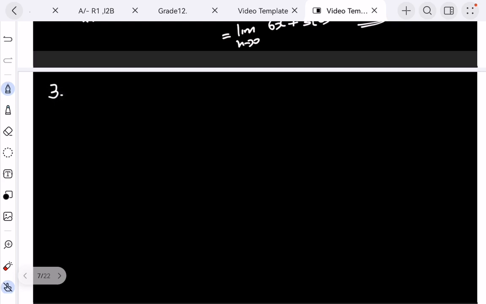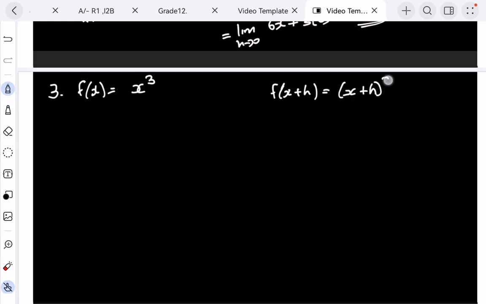Let's do the third one. I have x cubed. Again, it's up to you guys. You can do it on the side or you can do it as part of the equation. But for x cubed, I really suggest you do it on the side, because you're going to need 3 brackets, right? So in place of x, I'm going to put x plus h cubed.